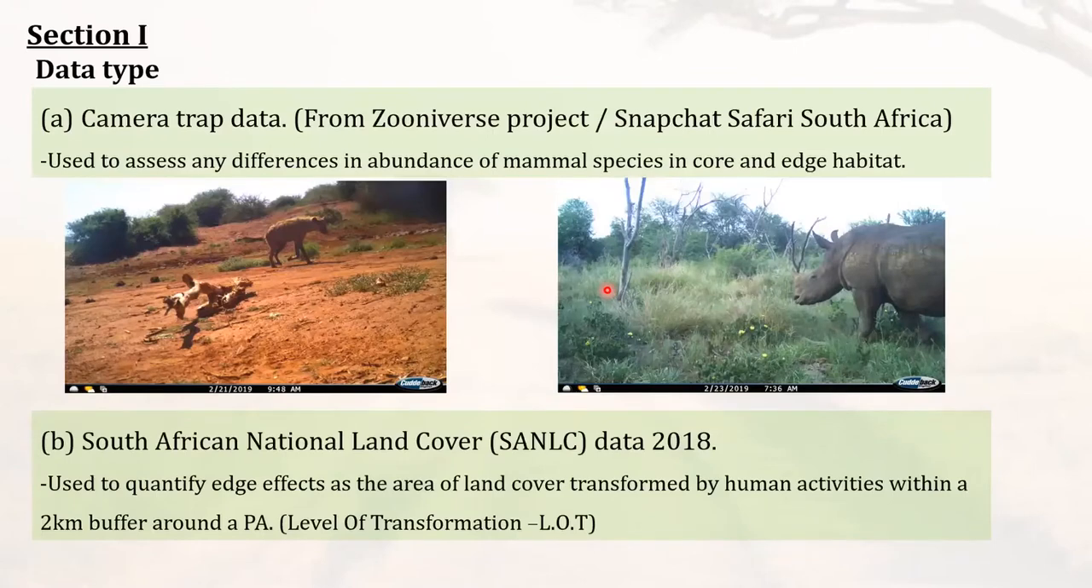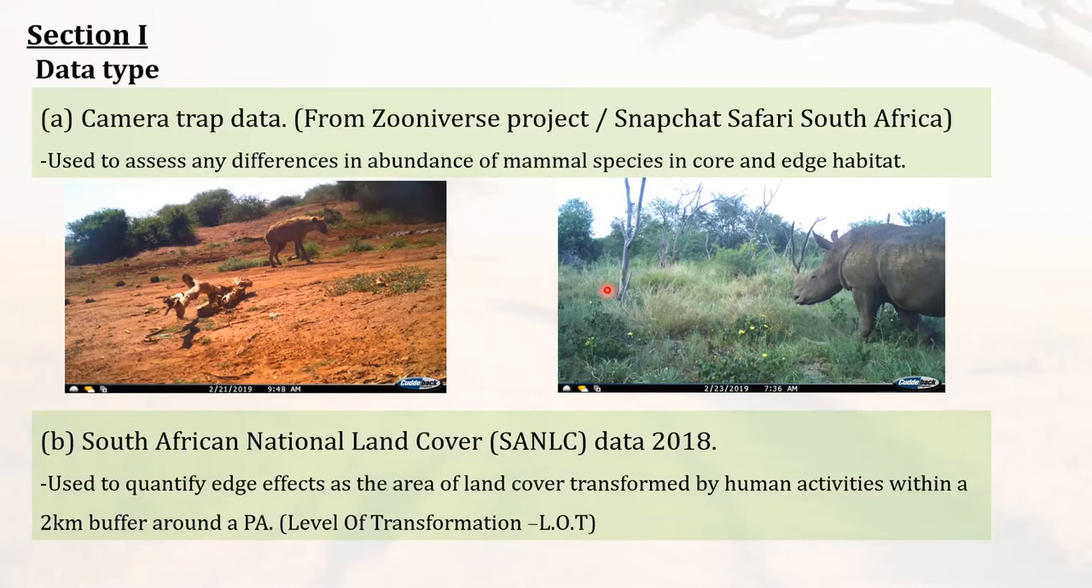Our data sources involved the camera traps, of course, from the Zooniverse project through their subsection, Snapshot Safari South Africa. These were very important to help us determine the differences in the abundance of mammal species in the core and the edge habitat. And the second type of data we used is the South African National Land Cover.